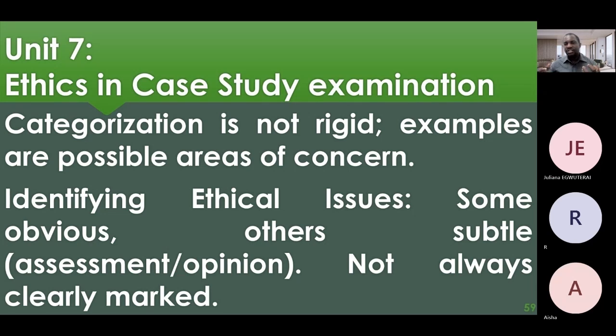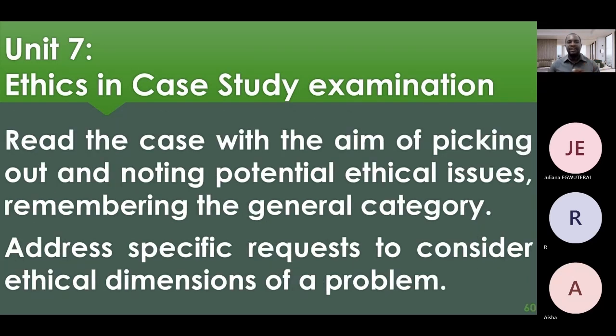Okay, so categorization is not rigid. The examples are possible areas of concern of ethical issues. We need to identify ethical issues, some obvious, others subtle. In our assessment, we need to always mark them and provide them as a separate header, please. So if you are not using my approach where you have the 6 or the 8 headers, please, ethical issues, conclusions, and recommendations should come as separate headers. Those three headers must be clearly identified.